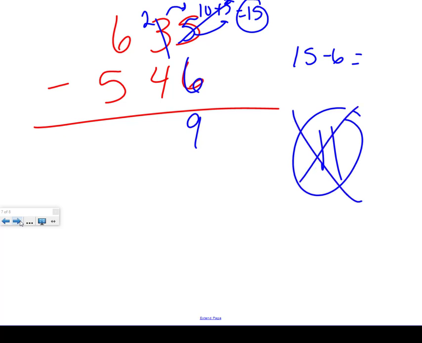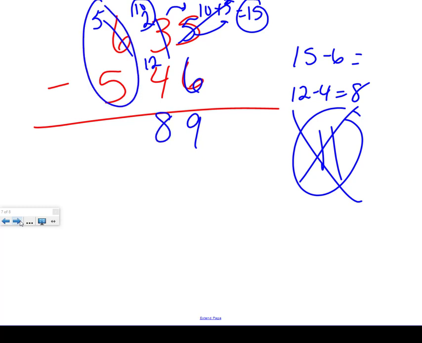So again, I'm going to have to go next door and borrow, making that 6 a 5, and bring 10 little ones next door. So 10 and the 2 I already have gives me 12. So now I'm doing 12 minus 4, which is going to give me 8. And so here's my 8.